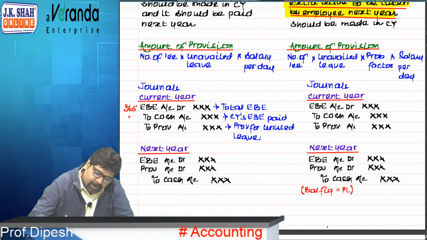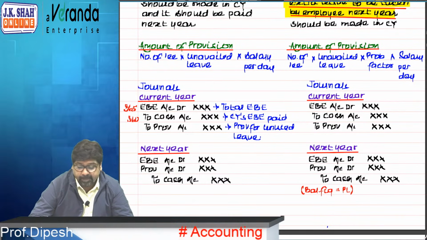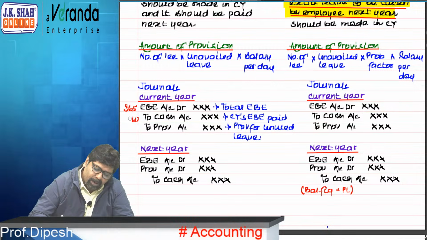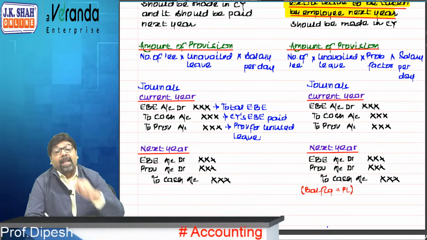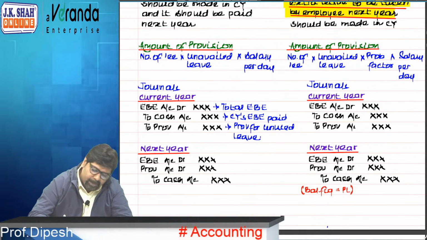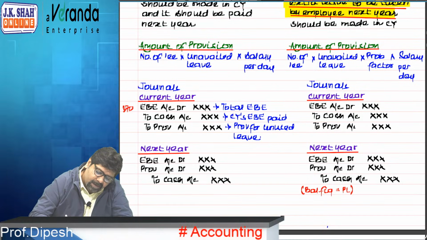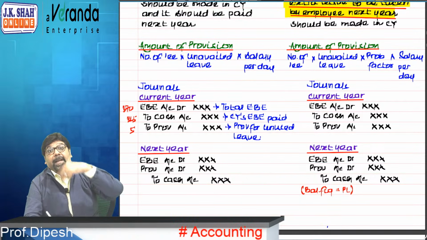We will pay 360 in cash. Sorry, current year ka employee benefits is 365. He has worked 5 days extra, therefore employee benefit should be how much? 370. 365 we have paid, 5 we have not paid, which we will pay in the next year.